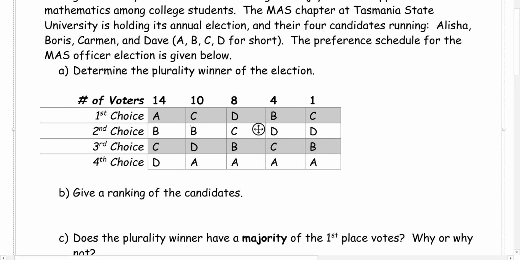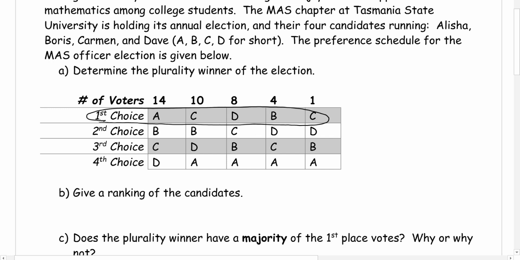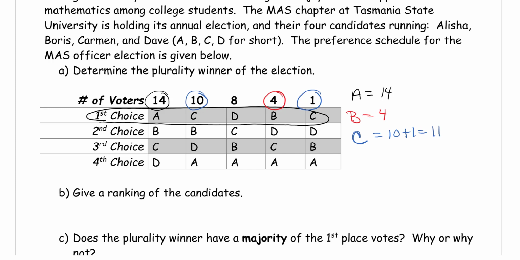So the plurality winner is the candidate that has the most first place votes. So we only need to look at the first place votes of our preference schedules, and we're going to count how many votes each candidate has. Candidate A has 14 first place votes. Candidate B has 4 first place votes. Candidate C has 10 here and 1 here, so that would be 11 first place votes. And then candidate D has 8 first place votes. So the candidate that has the most first place votes is our winner, and candidate A has the most with 14.